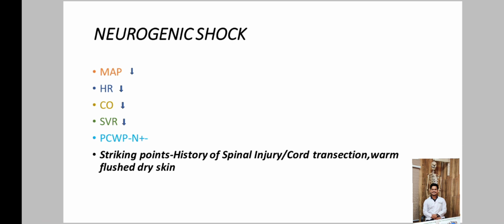That's why the striking point that you should notice in case of neurogenic shock is a classical decrease in the heart rate, which is not seen in any other type of shock.